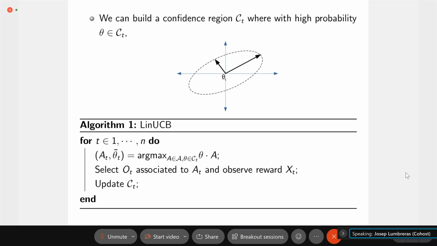So the algorithm does a very simple thing. At each round it constructs a confidence region for the unknown vector, and then in this confidence region it finds the vector zeta that maximizes the inner product over all possible actions, and then the algorithm selects the best action of this maximization, plays the observable associated to this action, and observes the reward.